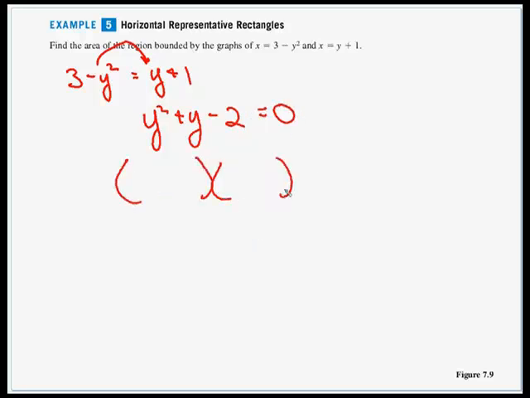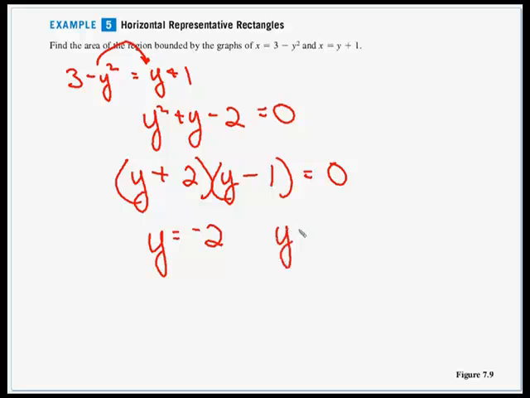So we factor. The factors of y squared are y and y. Factors of 2 are 2 and 1. We want our middle term to be positive, so we want a plus 2 and a minus 1. Set each factor equal to 0, and we get y equals negative 2 and y equals positive 1. So I'm going to write those up here in the corner. y equals negative 2 and y equals positive 1.